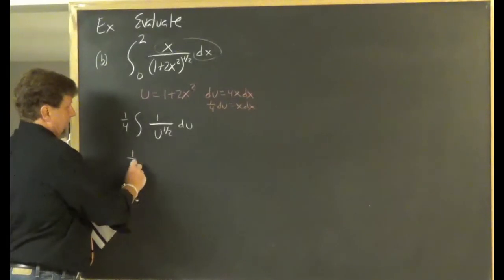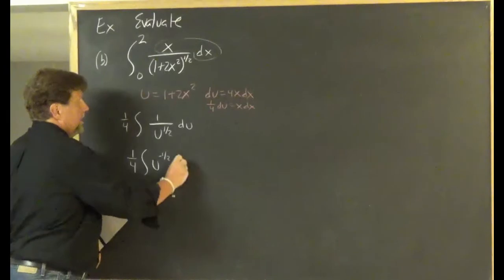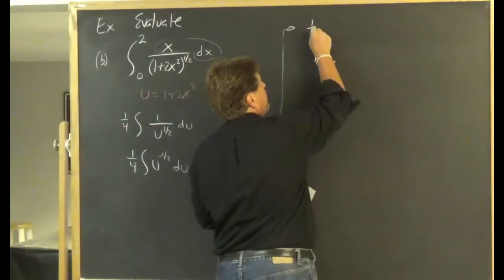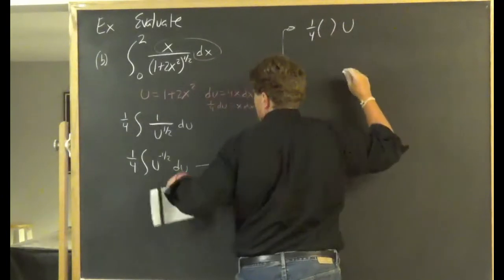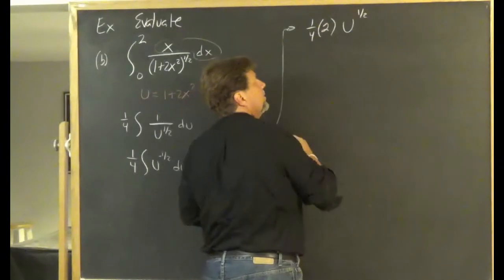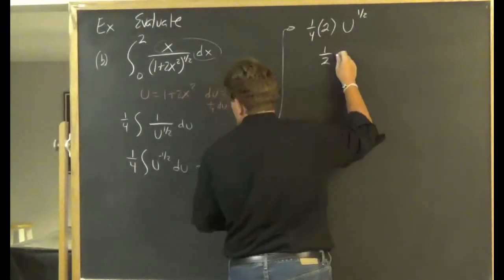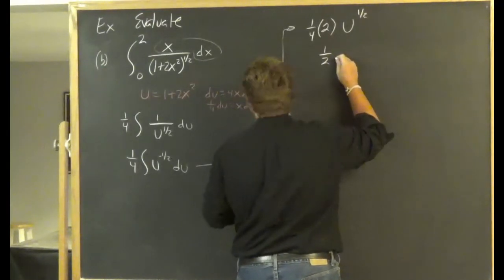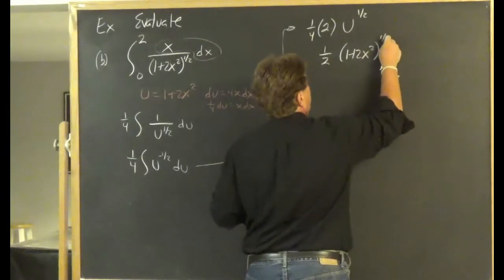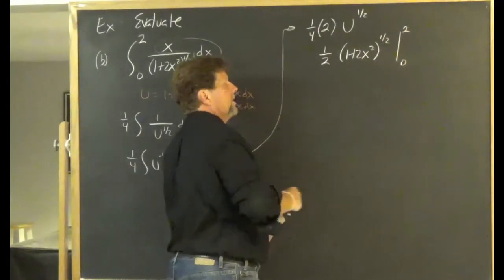So I would rewrite this as 1/4 u to the negative 1/2 du. Let me pull this up here. Get my antiderivative. Leave a little space. So power rule, add 1 to the exponent. Put the reciprocal of the new exponent in there. Resubstitute. So I have 1/2 times (1 plus 2x squared) to the 1/2 power. Bring back the original limits of integration, those x limits.